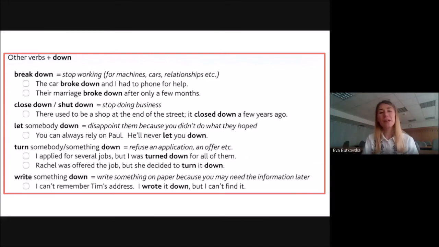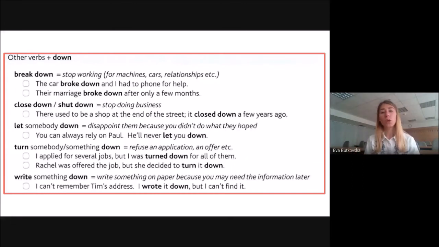And the last phrasal verb I want you to focus on is write something down. So really, write down or write something down is to write on paper physically something you need to know. So information, you could say, if you're on the phone, I can't remember Tim's address. I wrote it down, but I can't find it. Or, hold on, I need to find the paper and I want to write it down. So write down the address or even write down a list.